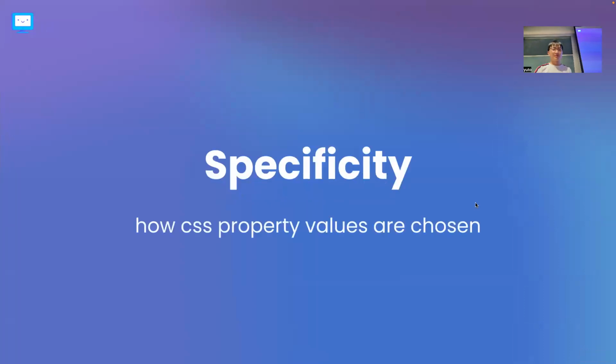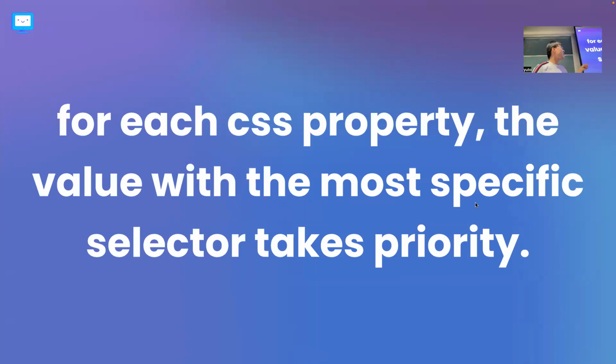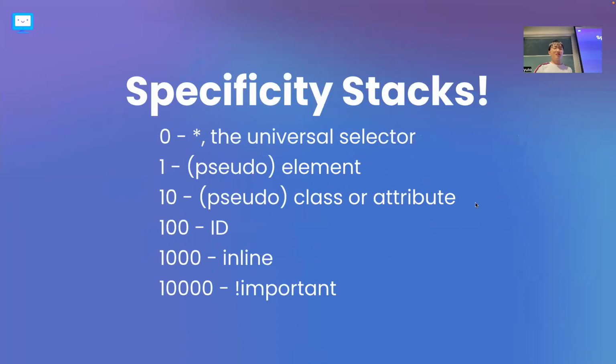Okay. So specificity is how CSS property values are chosen. Some elements have multiple different values for the same CSS property defined, and you want to figure out which value that thing is going to take. So for each CSS property, this is important to know. For each CSS property, the value with the most specific selector takes the priority. So what does that mean?